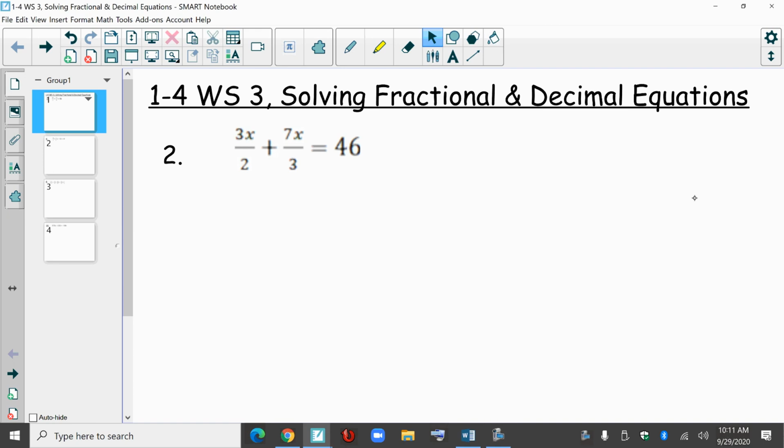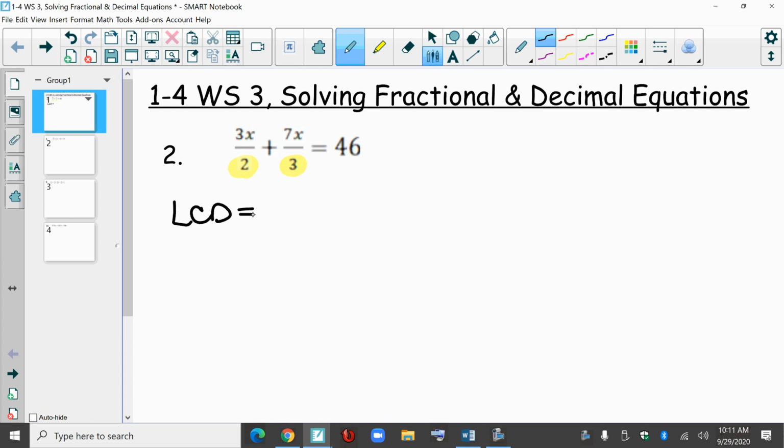Okay, we're going to go ahead and start 1-4 worksheet 3, which now we're actually going to be solving these fractional and decimal equations. So number 2, the very first thing we're going to do is look at where our fractions are. Our fractions are in the denominator, and there are no parentheses in them, so they're okay. So the very first thing we're going to do is find our LCD.